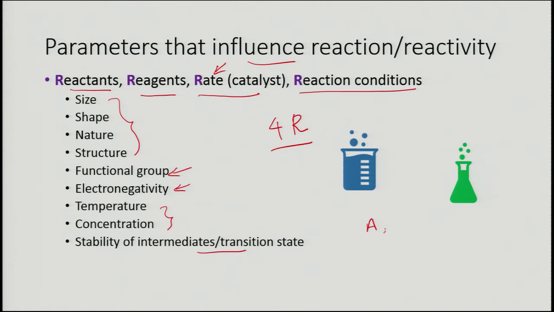Say, for example, if there are two products A and B that can be formed in a particular reaction, then the stability of the intermediates as well as the stability of the product determine which one will be formed as a major product and which one will be formed as a minor product. So, these are all the various parameters that influence a reaction or the reactivity of the substrates.